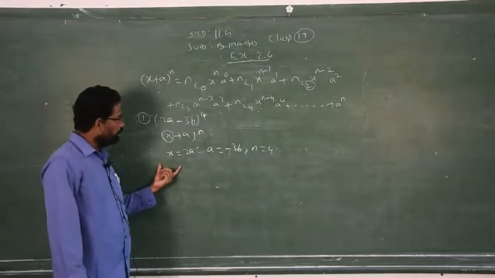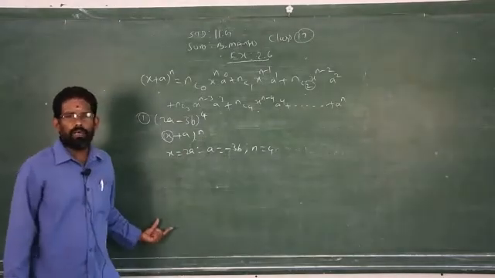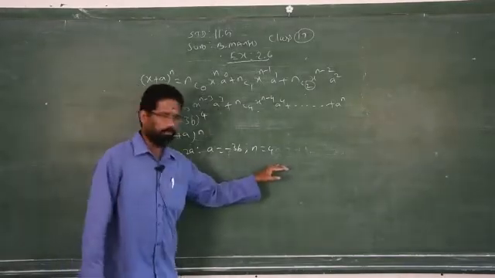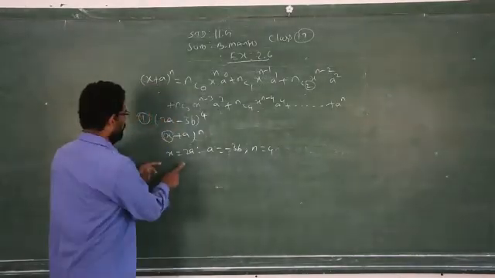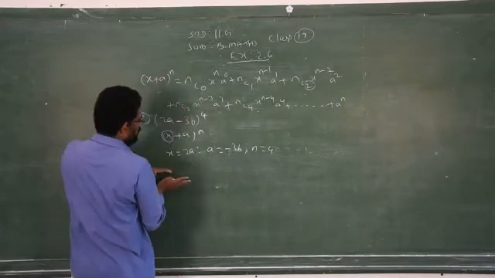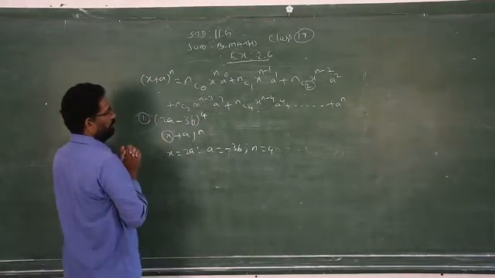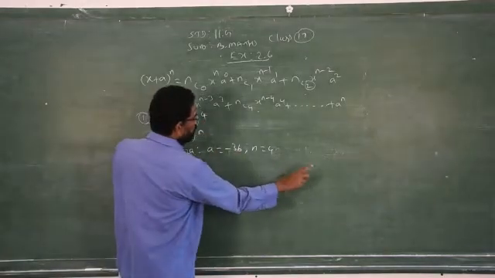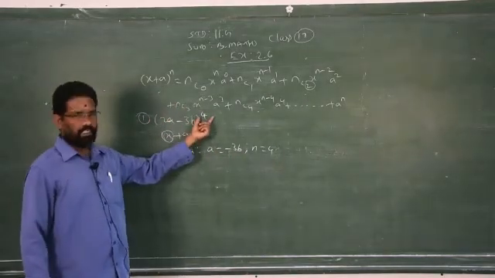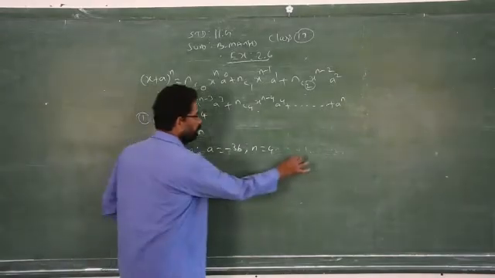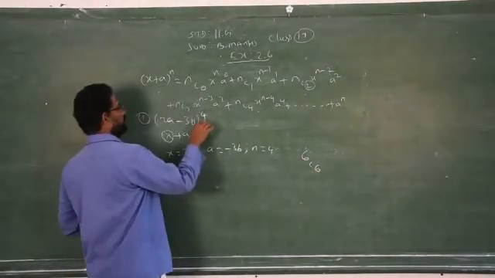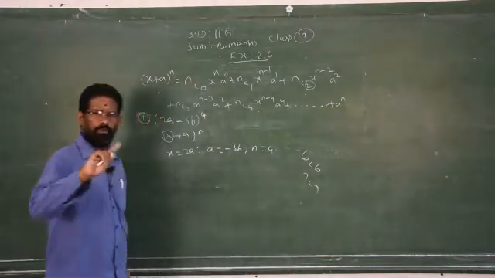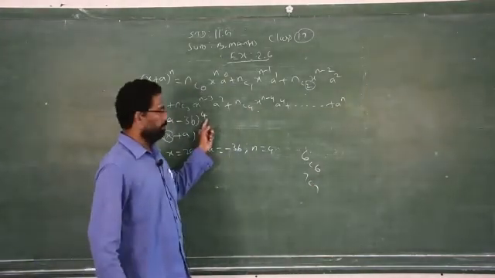You have to write the formula first, then you have to substitute. Here I already wrote the formula, so I did not rewrite it again. But you have to write the general formula up to 4c4. Clear? If the power given is 5, you have to write up to 5c5. When the power is 6, you have to write up to 6c6. When the power is given as 7, the final term will be 7c7. You have to write up to the power given.